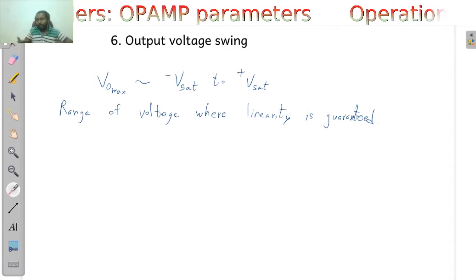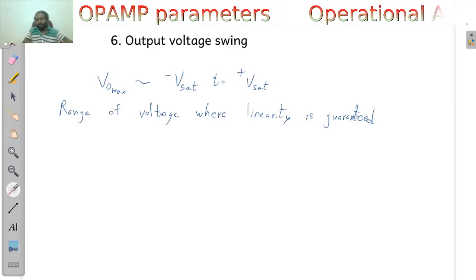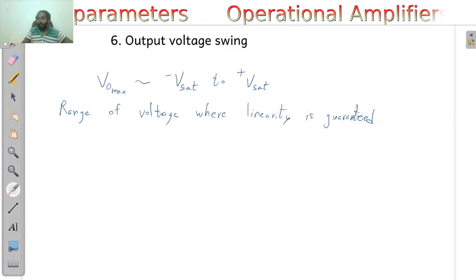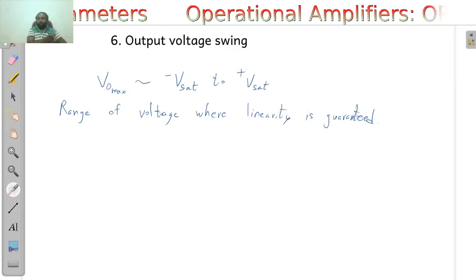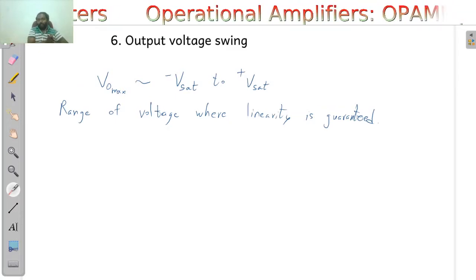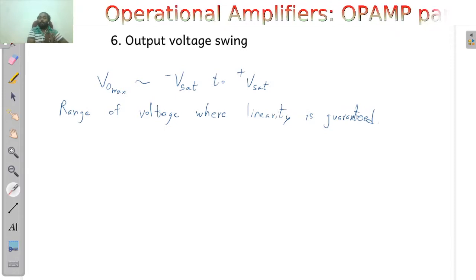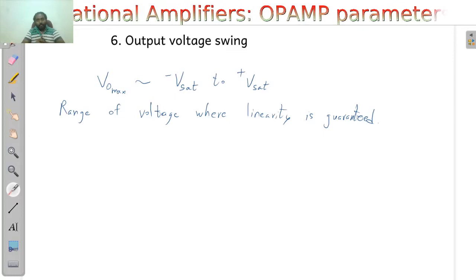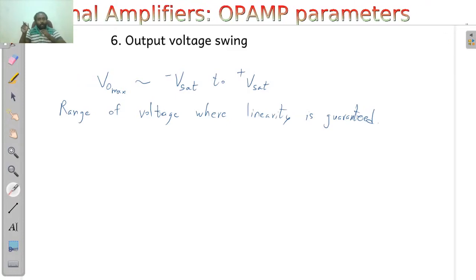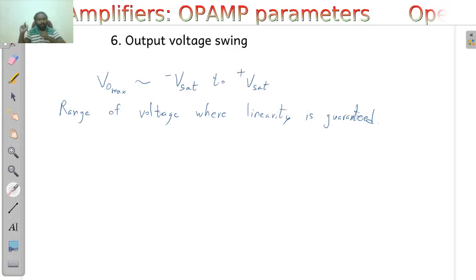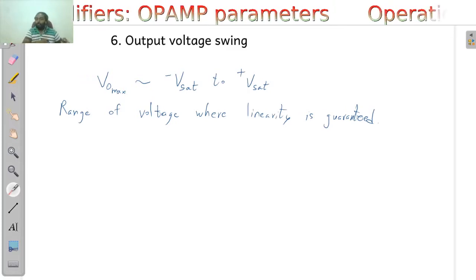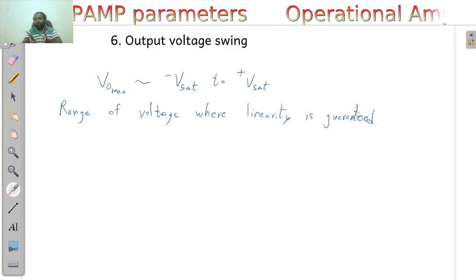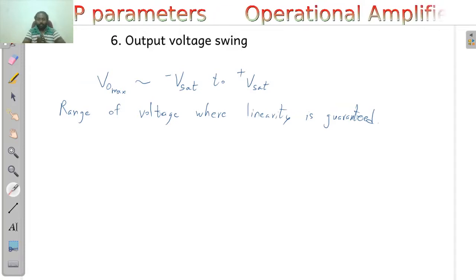And why do we need linearity in operational amplifiers? Suppose you are using the operational amplifier as an amplifier, then whatever the input signal, its shape should be preserved after it is amplified through the operational amplifier. So the output signal should have the same shape as the input signal. If that is guaranteed, then you can say that your operational amplifier is working in its linear range.